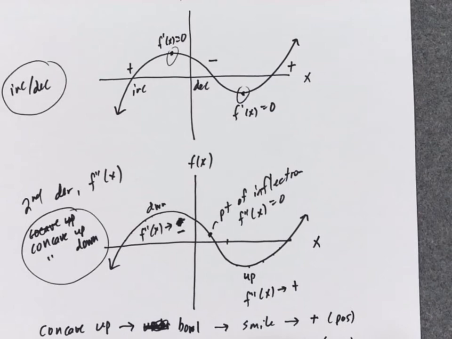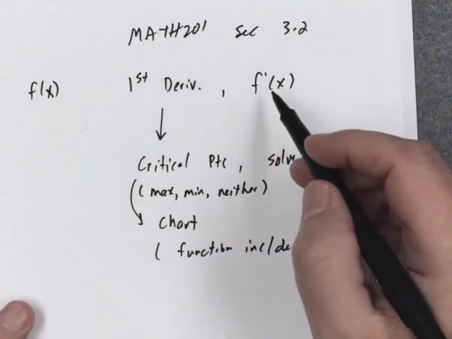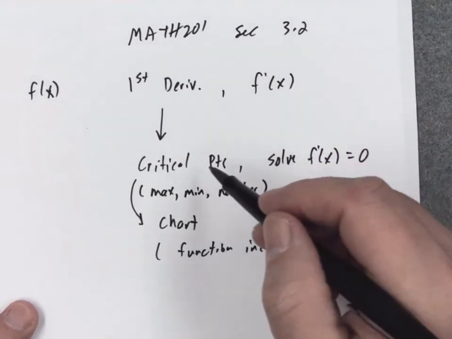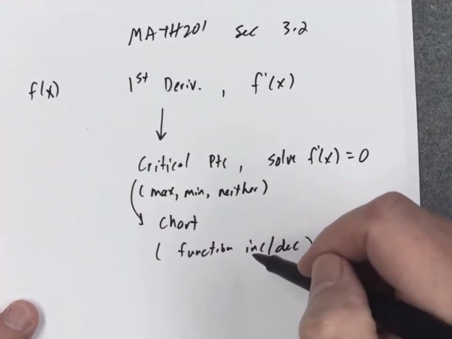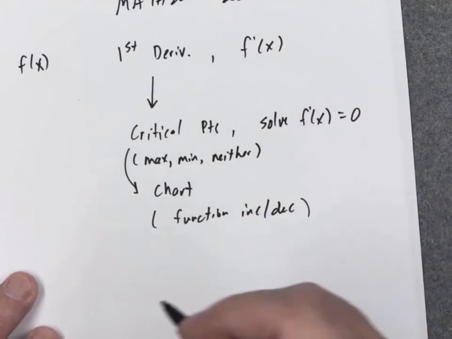So now I go back to when I started. I said we take the first derivative, we set it equal to 0, we solve it, that gives us our critical points. Once you know the critical points, we can do our chart, and then we can determine where the function increases or decreases.